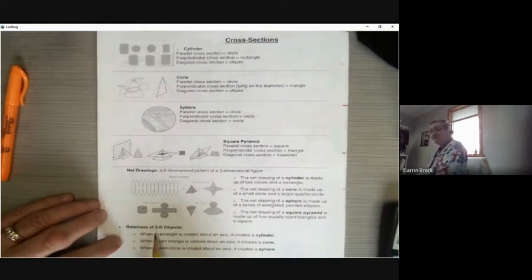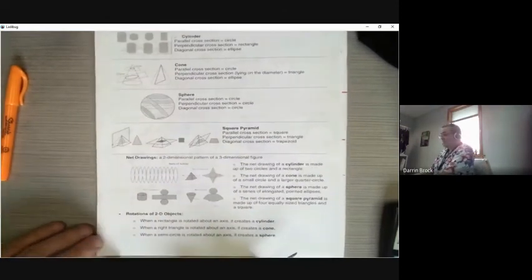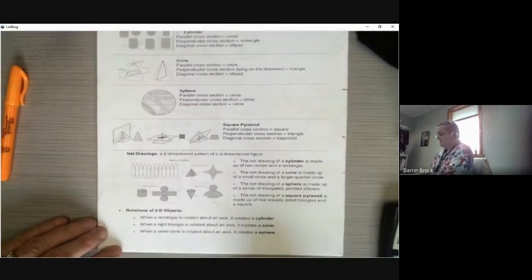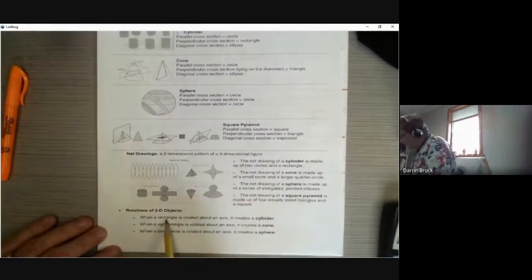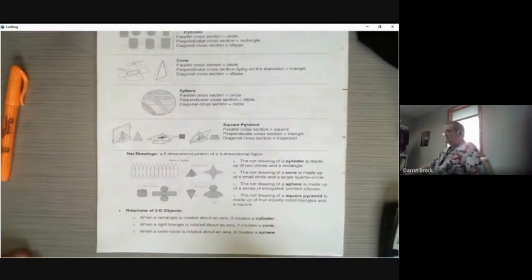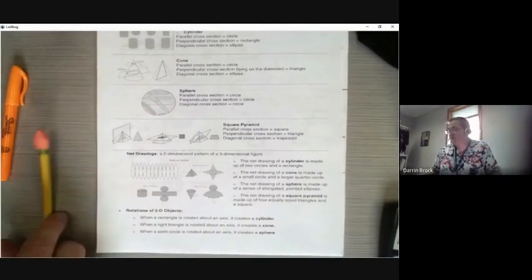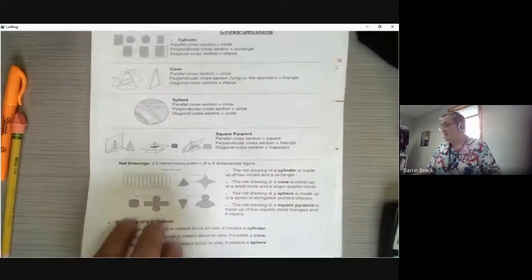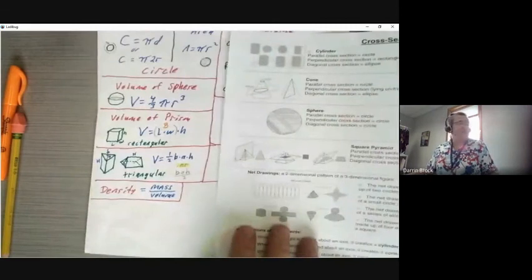And then the last thing is the rotations, and like the questions on the assignment, it'll ask you what shape could you rotate and create a cylinder? Rotate around an axis. Well, I look at my notes, I say, well, let's see, it says when a rectangle is rotated about an axis, it creates a cylinder. So I would type rectangle in. When a right triangle is rotated, it creates a cone. When a semicircle, with a hyphen, semicircle creates a sphere. So just having those in my notes gives me everything I need for the assignment and for the quizzes and the tests.